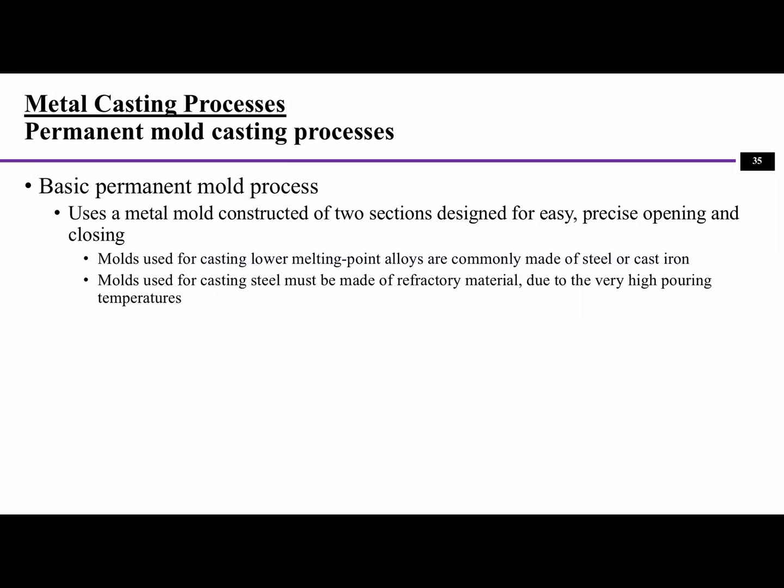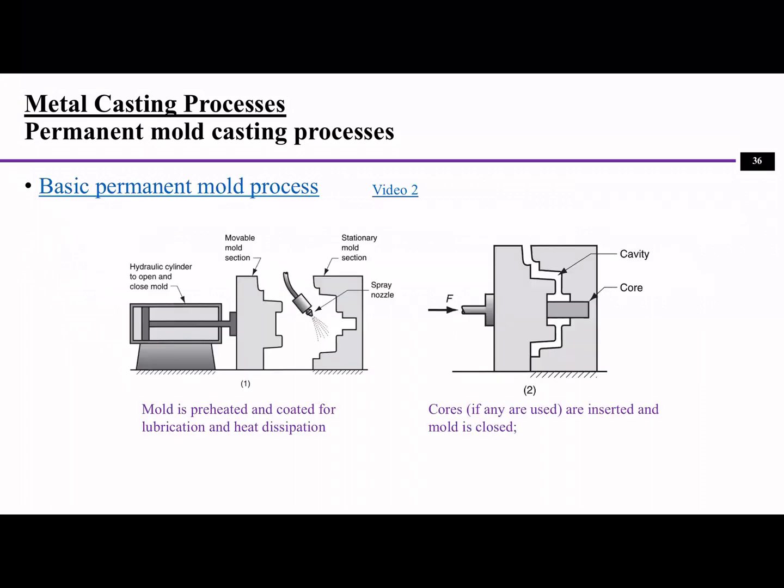First, let's look at this permanent mold process. Basically, it uses a metal mold constructed of two sections, designed for easy, precise opening and closing. It will be similar to the mold or the die in injection molding. But the difference is that we are pouring the metal into it. In this case, the mold has to be at a higher temperature than the metal parts. Otherwise, it will cause problems. So this is a permanent mold process.